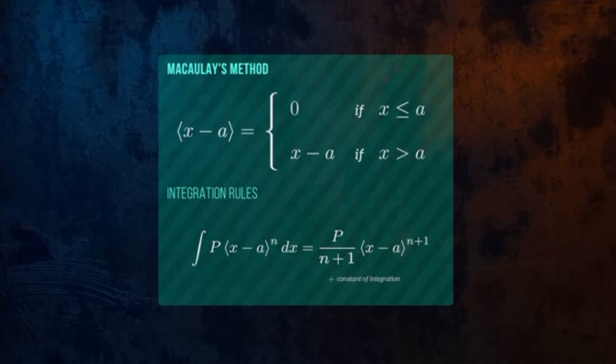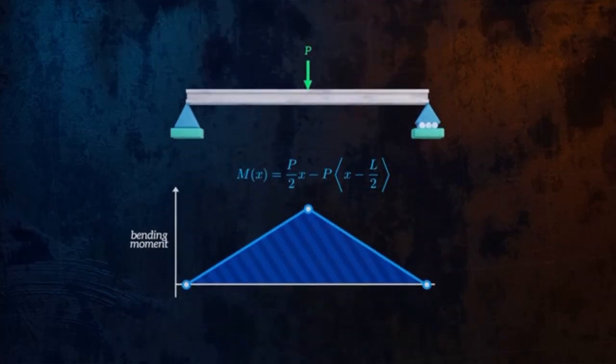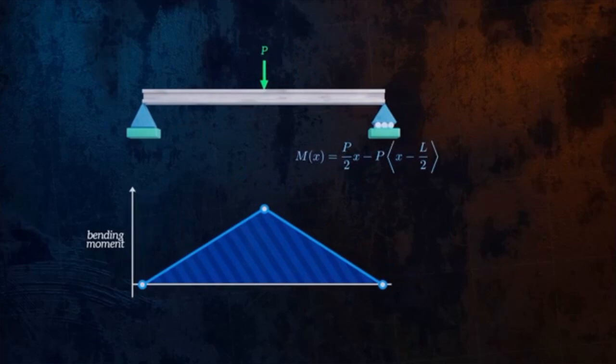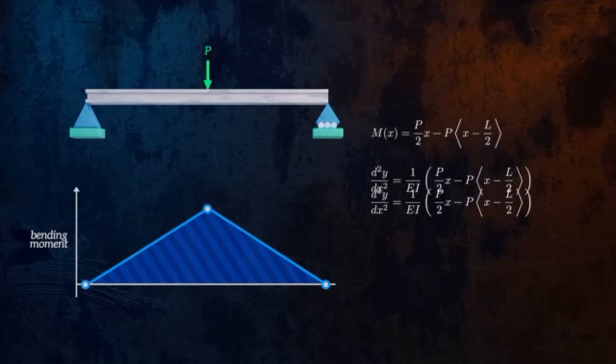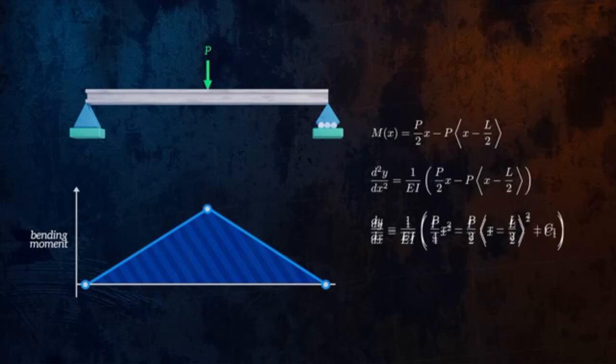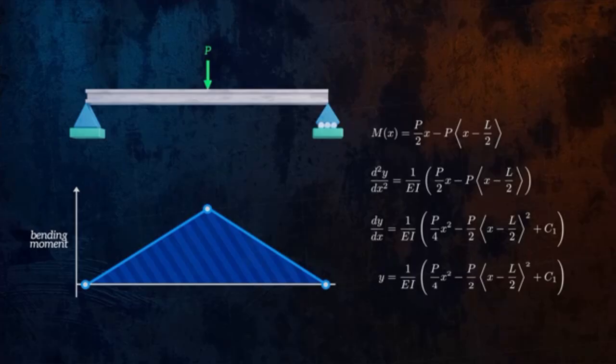Let's go back to our beam with a concentrated load and solve the deflections using Macaulay's method. Since we have a single expression that defines m along the full length of the beam, we no longer need to split the beam into sections to solve it, and we can just apply the double integration method as we normally would.